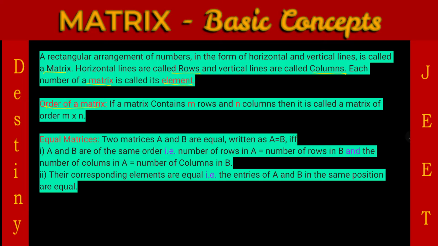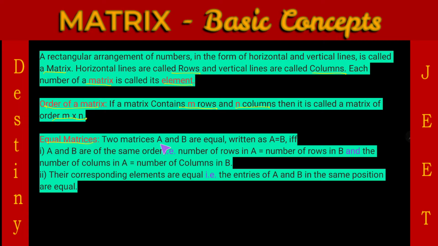Now, order of a matrix. If a matrix contains m rows and n columns, then the matrix is called of the order m into n or m by n. Now, what are equal matrices?